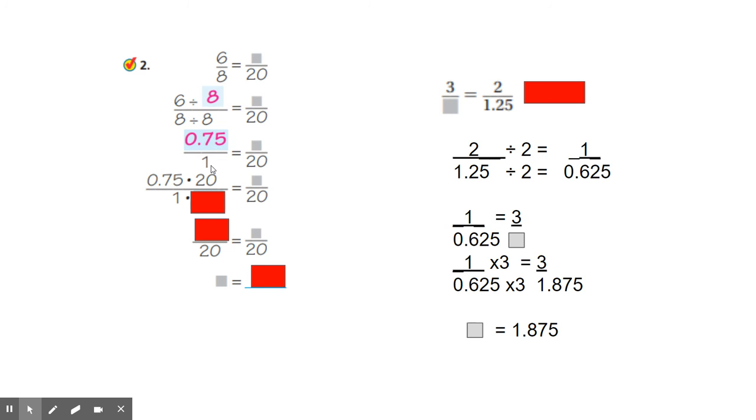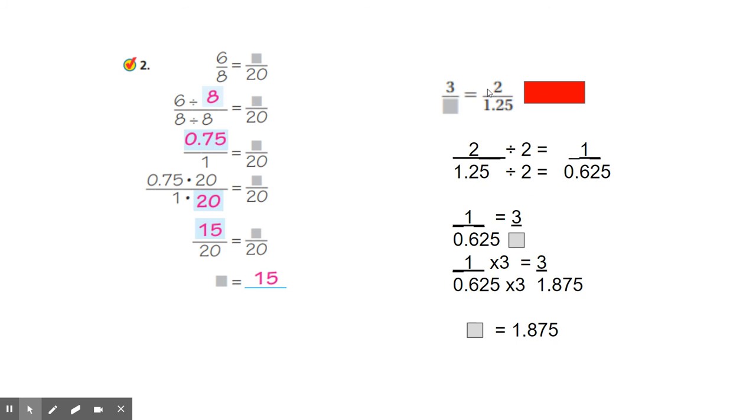So now if I look here, I know that 1 times 20 will give me 20. So 75 hundredths times the 20 will give me that mystery number on top. So that would be a 15 if I multiplied that out, which we could do when we easily reduced it to 3/4 up here. 8 would reduce to 4. 4 times 5 is 20. 6 would reduce to 3, and 3 times 5 would give me a 15. So you don't always have to use decimals, but you can.